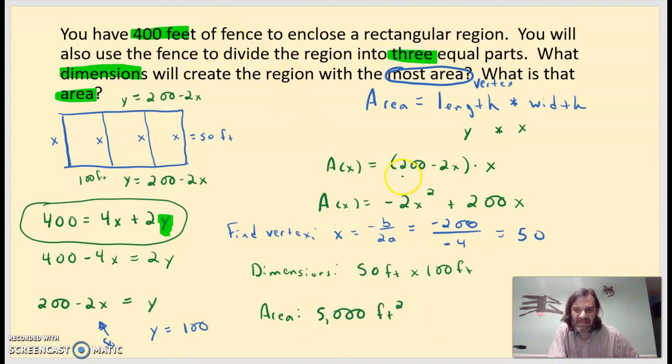So in the case of building the function, we looked at all the information we had and we built a function in terms of one variable. That gave us the quadratic, and since we were looking for a maximum, that led us to thinking about the vertex. Okay, so the dimensions are 50 by 100 and the area is 5,000 feet squared.